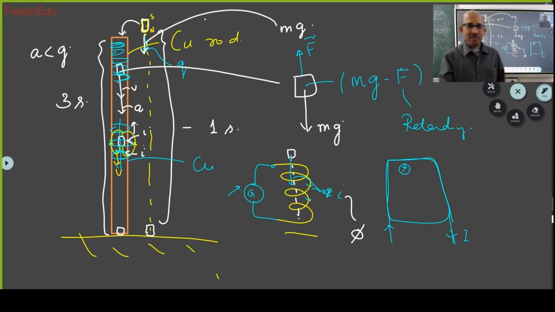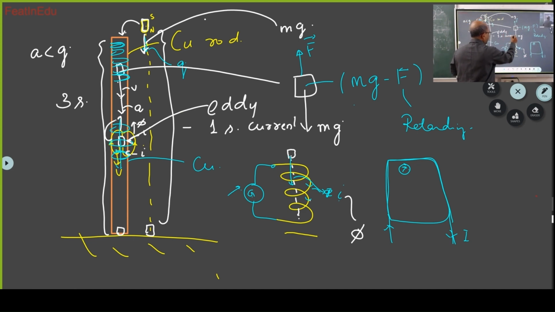So in nature, there is one thing. Everything is stable. Eddy currents. Understand? So it is because of eddy currents.